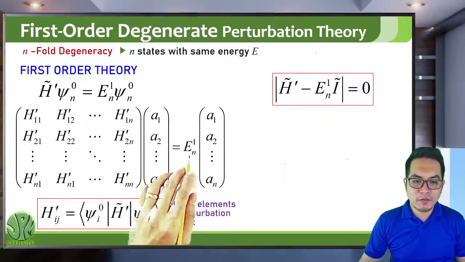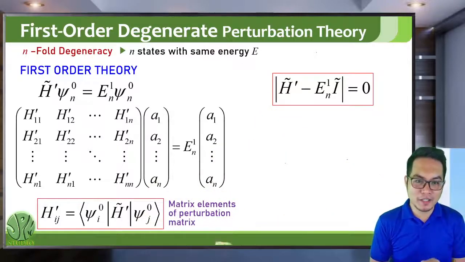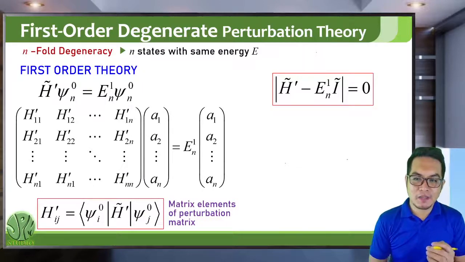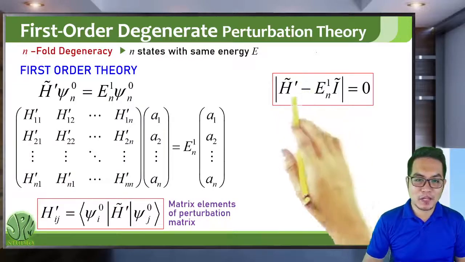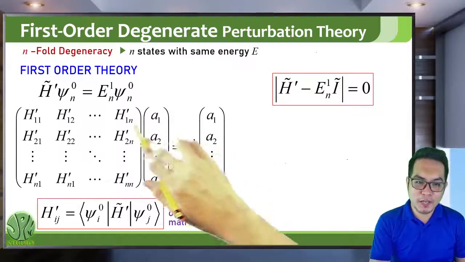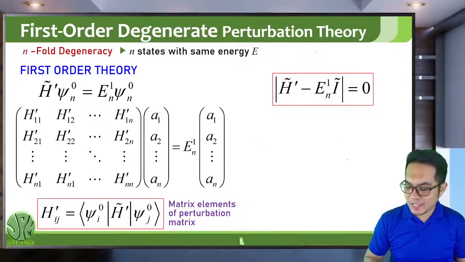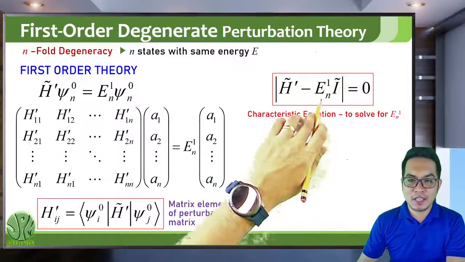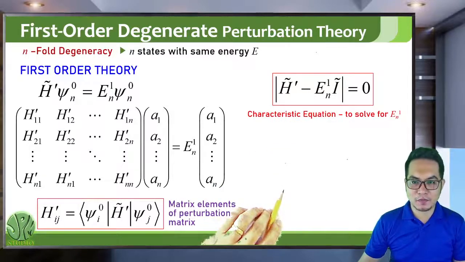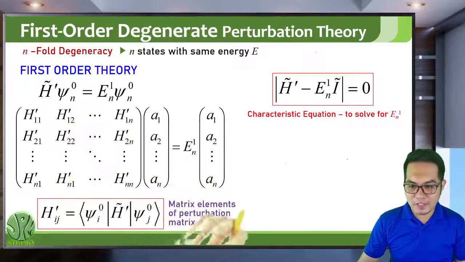So in order to solve for En1, we use the characteristic equation. We have done this over and over again, starting with your mathematical physics, and then with the previous lessons on angular momentum, how to find the eigenvalues of the angular momentum. Here we are trying to find the energy eigenvalues using matrix theory. So you solve this characteristic equation: you subtract the perturbation matrix minus En1 multiplied by the identity matrix. This is the standard way of solving an eigenvalue equation using matrices.